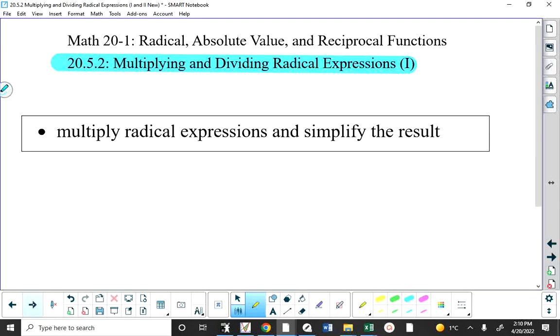The day after we'll do part 3. So there's a lot in here. What are we doing today? We're just multiplying. We're multiplying expressions that have radicals in them. Tomorrow we'll divide. Friday we'll divide more complicated things.